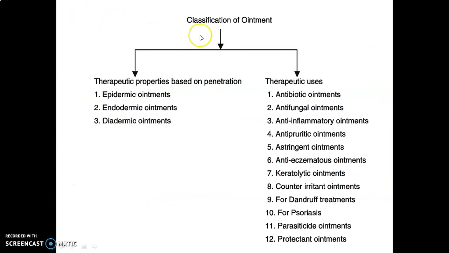So we will discuss the classification of ointments in detail. There are a total of two classes: the first is therapeutic properties based on penetration, and the second is based on therapeutic uses. Therapeutic properties based on penetration are classified into three types: epidermic ointments, endodermic ointments, and diadermic ointments. According to the layer of skin, all these three types of ointments are classified.